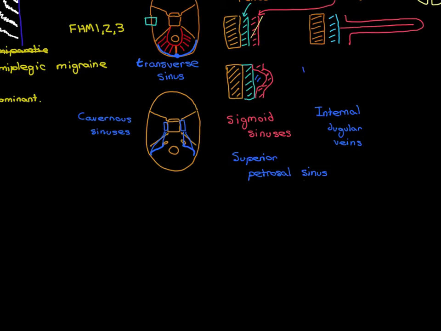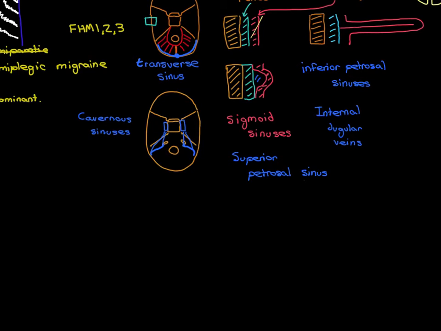Those ones are the inferior petrosal sinuses. Okay, so those are all the dural venous sinuses that I want to talk about. We have learned about all the 8 that I originally listed.